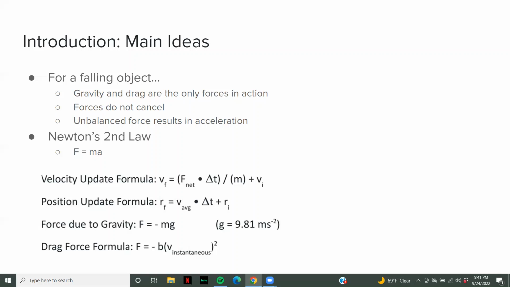The formulas relevant to this concept are the velocity update formula and the position update formula, which are both functions of time and an object's force due to gravity, which is its mass times 9.81 meters per second squared, the gravitational acceleration, and the drag force formula, which is equal to negative b times the instantaneous velocity of an object squared.